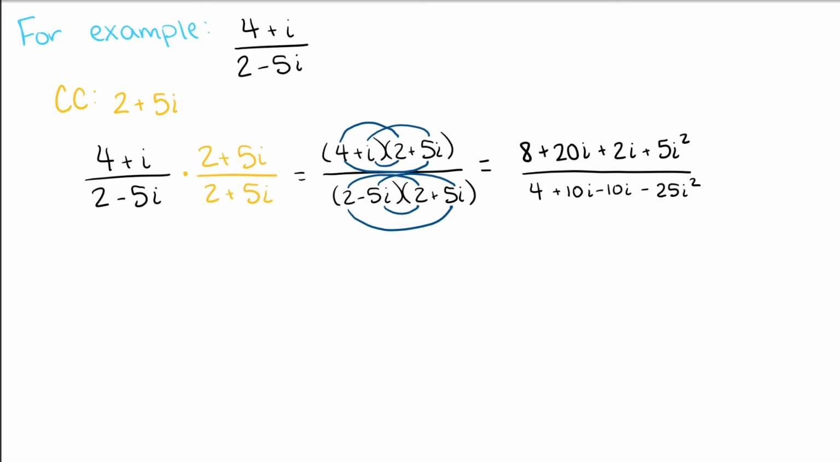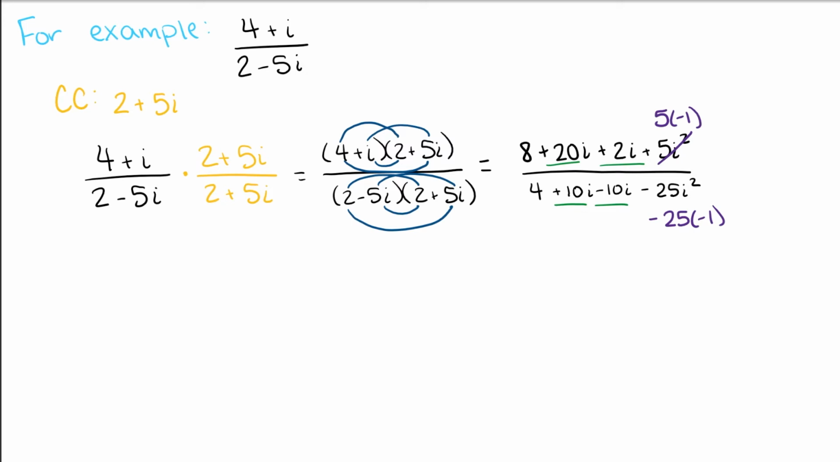We want to combine our like terms. So in our numerator, 20i and 2i are like terms. In our denominator, positive 10i and negative 10i are like terms. Also, we want to simplify anywhere we have an i squared. So in our numerator, 5i squared will become 5 times negative 1, or negative 5. And negative 25i squared will become negative 25 times negative 1, or positive 25.